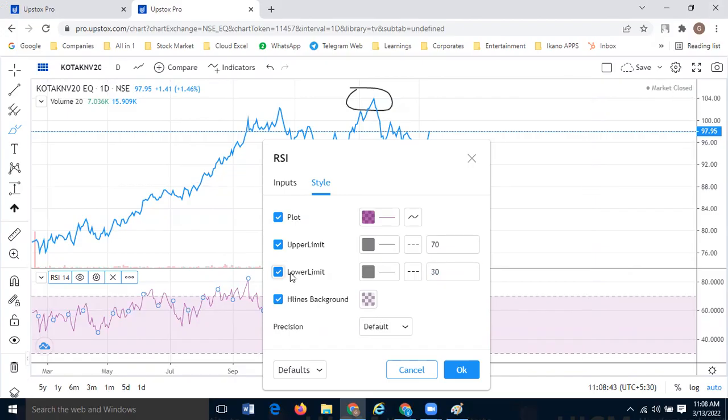So when you see the lower limit and it is at 30, it means it's oversold and you can buy. For the upper limit, you can also change to 80 and 20, but don't change 70 and 30, it is fine. When you see the market moving into overbought territory, at that time you will not hold that stock. You will sell.